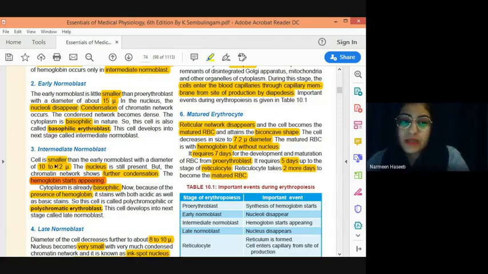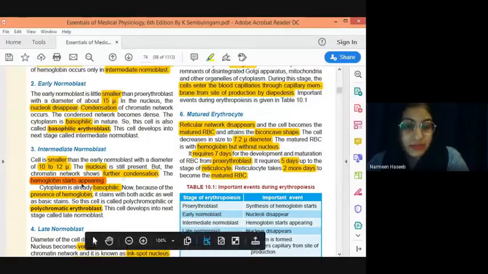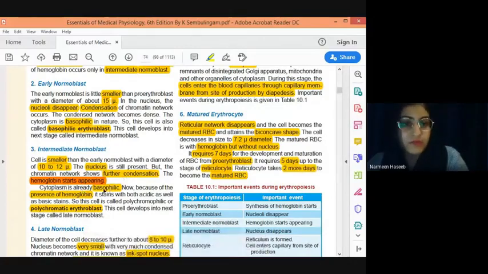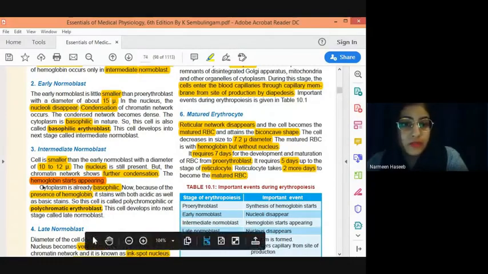Intermediate normoblast. The cell becomes smaller, with a diameter of 10 to 12 micrometers. The nucleus is still present. The chromatin network shows further condensation and the hemoglobin starts appearing. The cytoplasm is already basophilic, so it's again basophilic. So the hemoglobin starts appearing. This is the important point of this stage: in intermediate normoblast, the hemoglobin starts appearing.